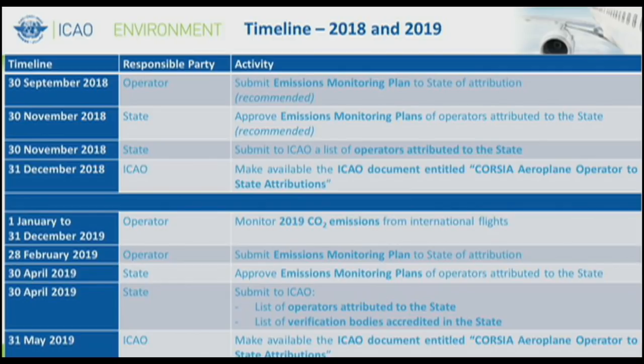Here you can also see the compilation of the first mandatory actions starting in 2019. Obviously, the first one will be to start monitoring CO2 emissions from 1st of January 2019. And as you can see from the timeline, this is a continuous action. It covers the whole year. So each and every flight operated during 2019 shall be monitored, or the CO2 emissions from those flights shall be monitored. There are also mandatory actions with regards to emissions monitoring plans. So if not already approved in 2018, then in 2019 there will be dates, and also for certain administrative aspects of CORSIA.